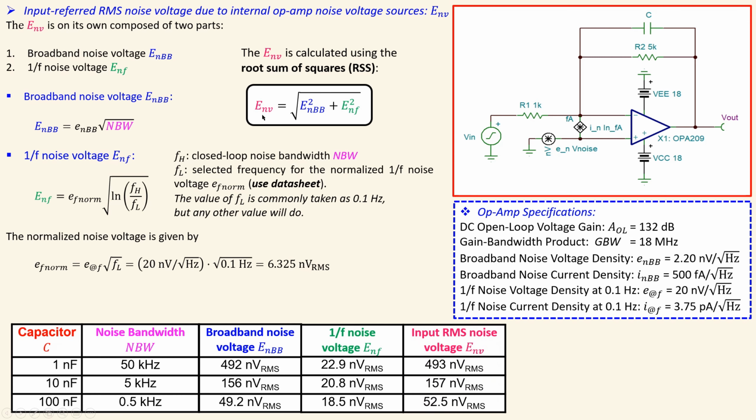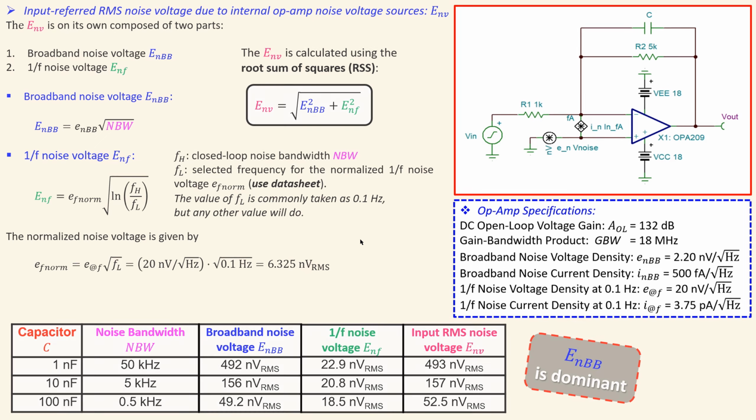Now to calculate what we require in this step, you will take the square of this one plus the square of that one, and then the square root of the sum of them, and you will have these values. What you see here in this table, in this column, is that this value is very close to the broadband noise voltage part. So this is very close to that one, this is also very close to that one, and this is also very close to that one. That means the broadband noise voltage is dominating in this case. So we now have the first part of our input referred RMS noise voltage.